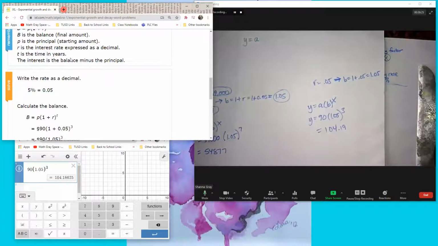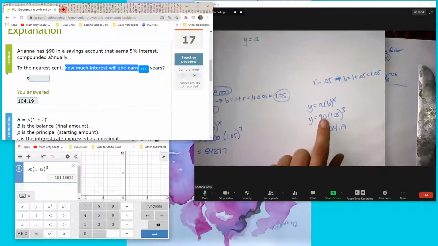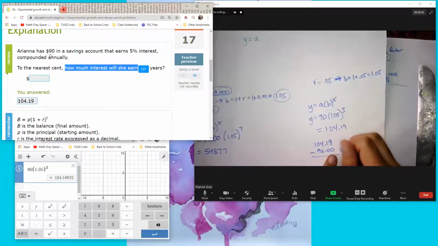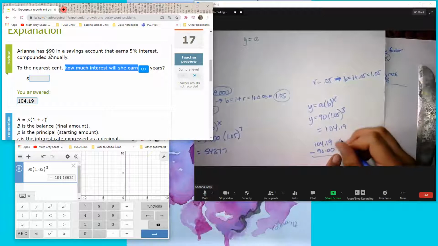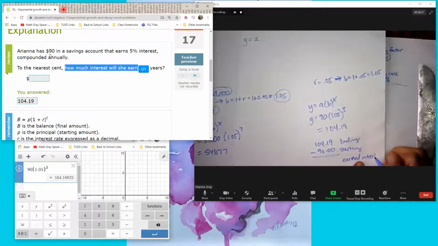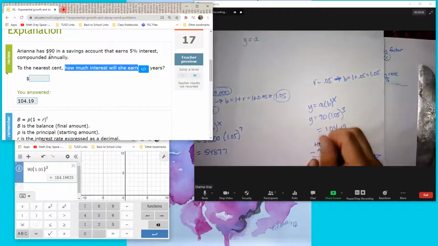So if it's asking how much interest she will earn, then basically she started at $90, right? So her initial amount was 90. And then after they added interest for 3 years, she had 104.19. So we have to subtract those to figure out what the actual interest is. This was her starting amount, this is her ending amount, and we want to see how much she earned in interest by subtracting.